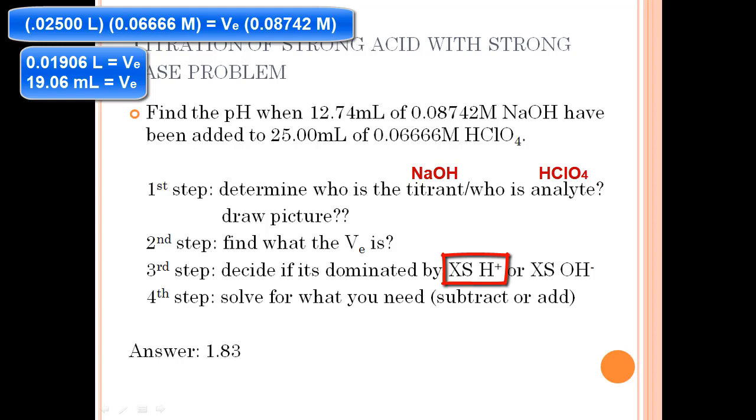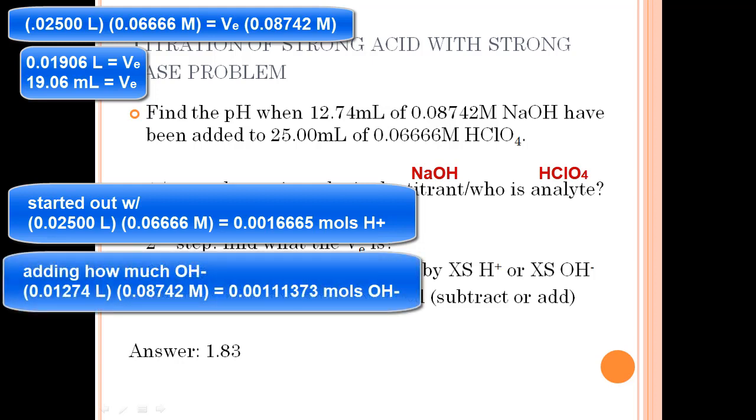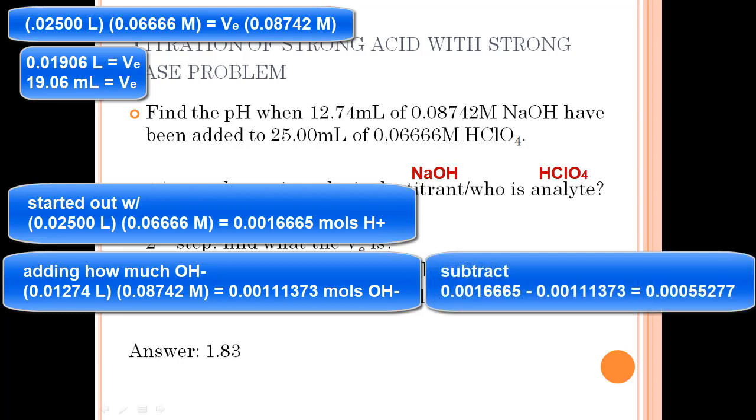So now to find what the pH is, you would first figure out, well, how many moles of H+ did I start with? I started with 0.0016665. How much base have I added? You would take 12.74 times the molarity of the base. That should give you 0.0011373. You subtract what you have from what you started with, and that'll give you 0.0005527 moles of acid. That's how much acid you have left after you've added that 12.74 mL of strong base.